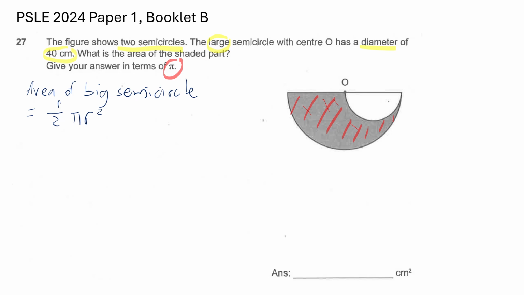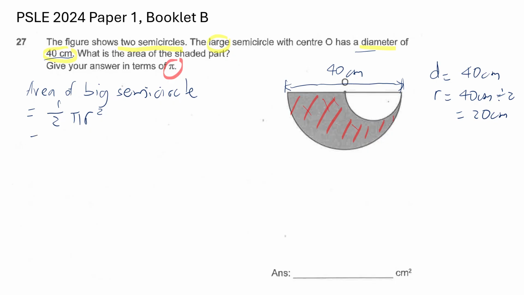So are we given the radius? Looking back at the question, we are given the diameter. This whole thing from here to here is actually 40 cm. So that is the diameter of the big circle, which is 40 cm. So what is the radius? The radius will be 40 cm divided by 2. That gives you 20 cm.